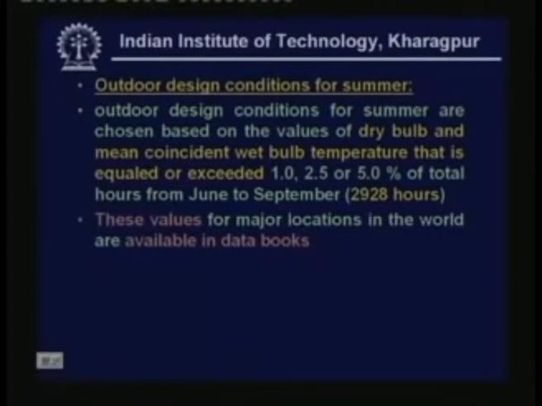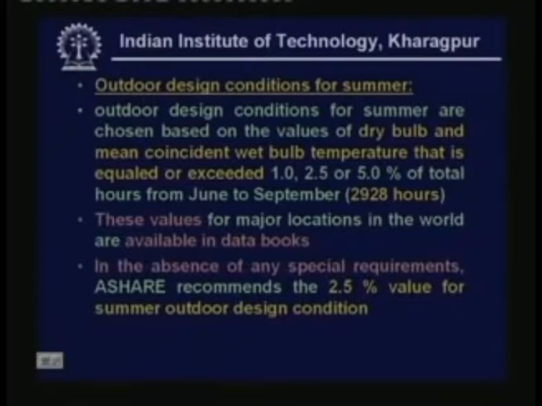These values for major locations in the world are available in data books. For example, the ASHRAE data book gives the 1% value, 2.5% value or 5% value for major locations in the world. And in the absence of any special requirements, ASHRAE recommends the 2.5% value for summer outdoor design conditions. Special requirements means there are some situations where the inside temperature is very critical. That means, even for 10 hours throughout a year, you do not want the temperature to exceed a particular comfort value. That means inside condition should not exceed a particular value under any circumstances. Then you have to go for a 1% value instead of a 2.5% value.